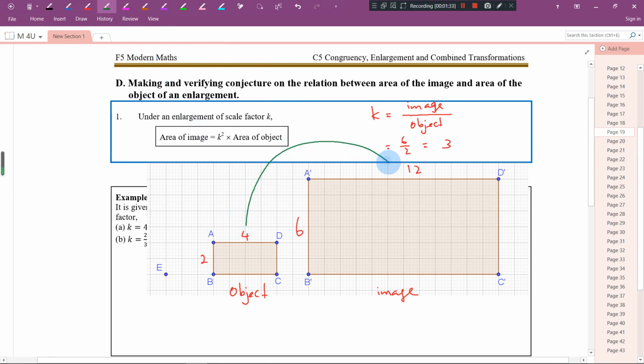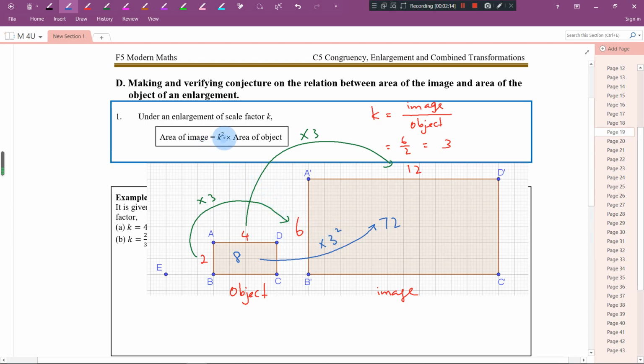4 times 3, you will get 12, right? 2 times 3, you will get 6. But when it comes to their area, you need to be more careful. How about the area of the object? 4 times 2, you will get 8 square units. How about the area of the image? 12 times 6, you will get 72 square units. You will notice that 8 times 3 will not give you 72, but you have to times 3 squared. Multiply by the scale factor, but you need to square it.